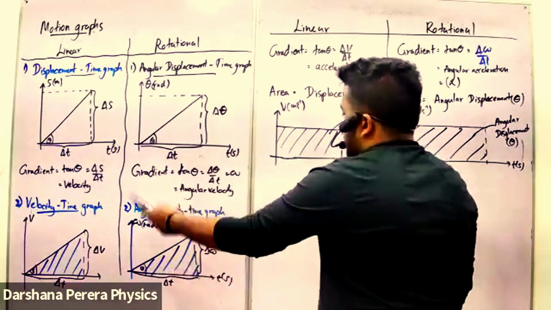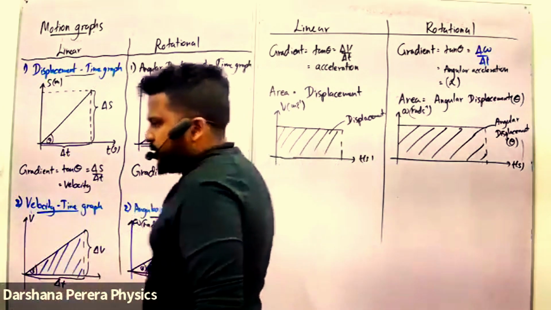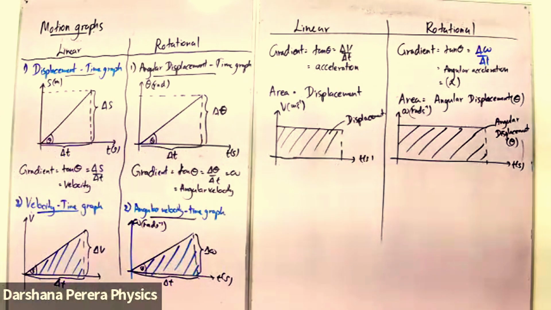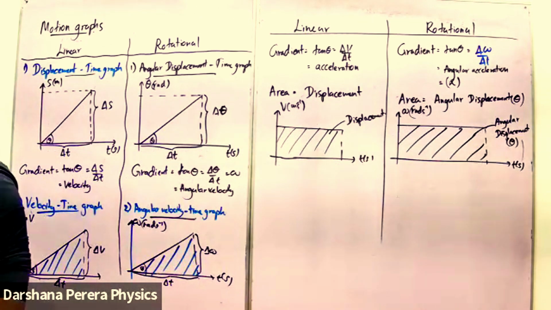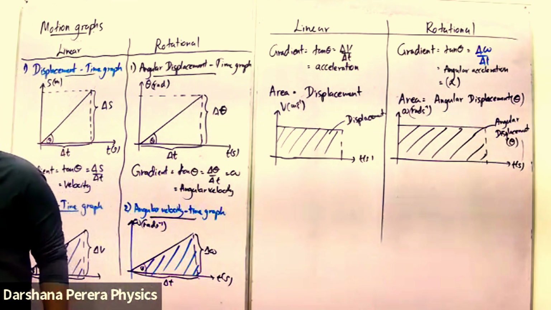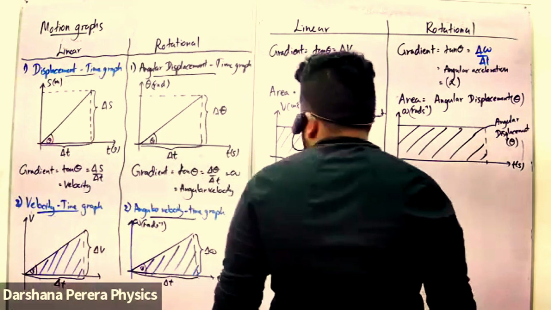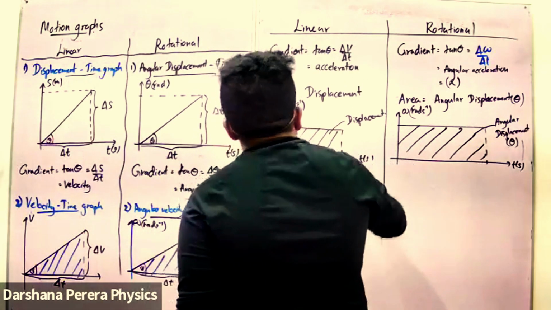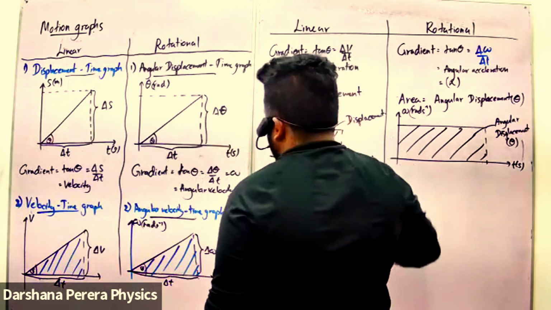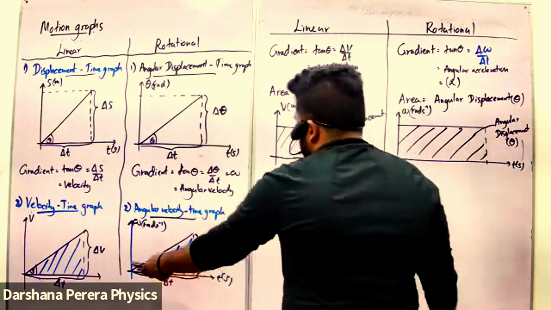Area under this graph is displacement. Why? In linear motion, we got the area under the graph is displacement. There, this one is okay.